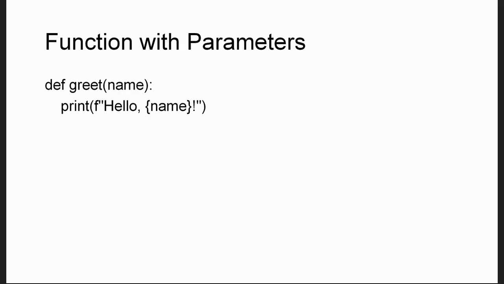How to use a function with parameters? If I'm defining the function with the parameter name, that is greet_of(name), then I can print a statement using the parameter. If I'm calling the function as greet_of("Sam"), then it will print the output as Hello Sam. So you can make your function accept values using parameters.